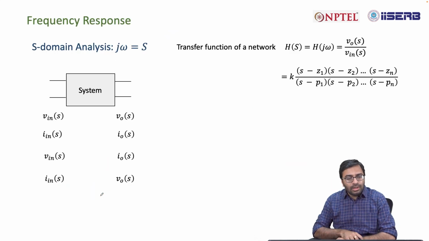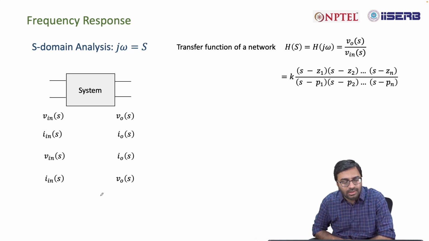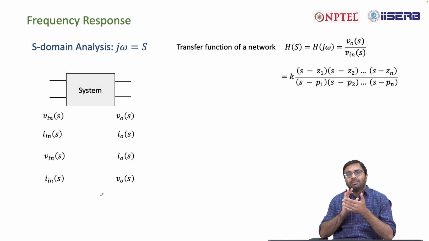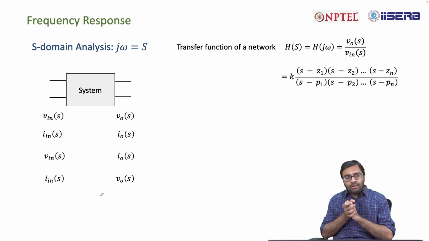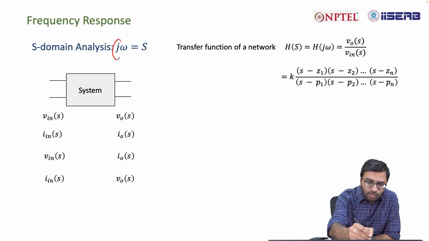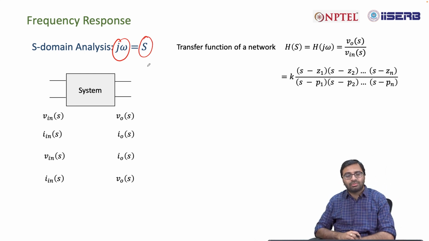So before we go to the sensor filter discussion, we should also know what the transfer function of a network is. Why are we discussing this? Because once you have that idea about transfer function, it's very easy to realize the filter characteristics. We also call it S domain analysis, because we replace j omega with S, so that's why it is also called S domain analysis.